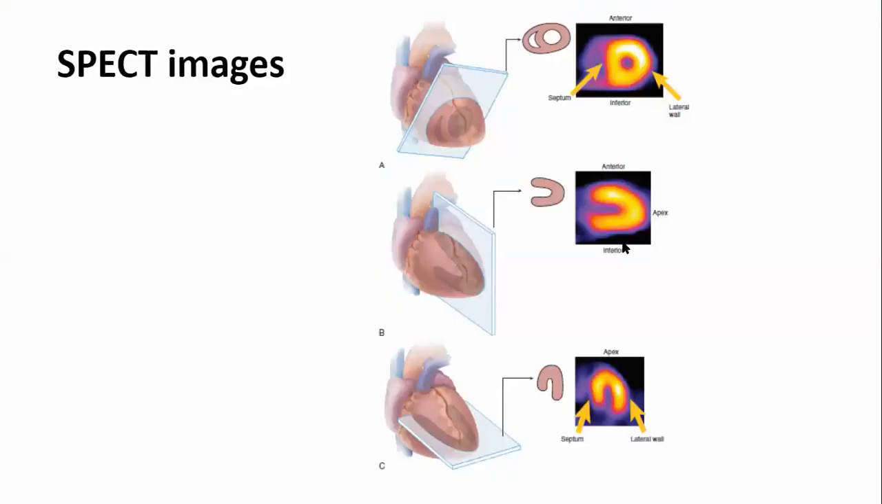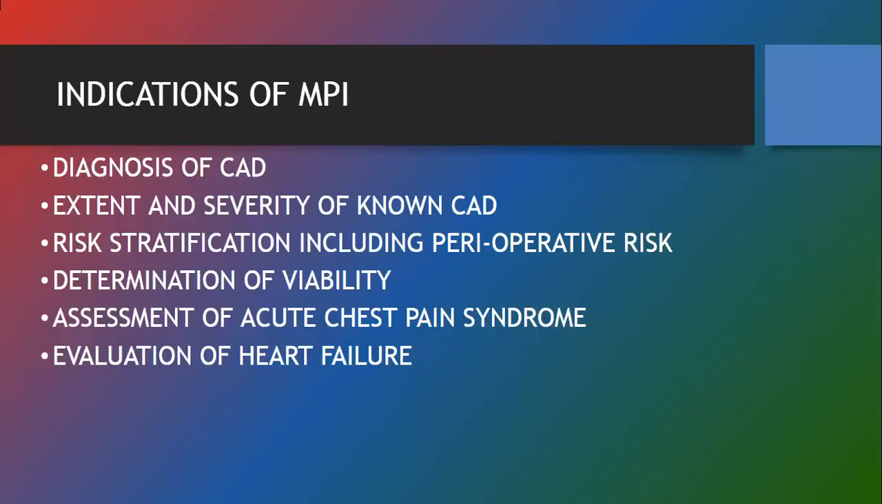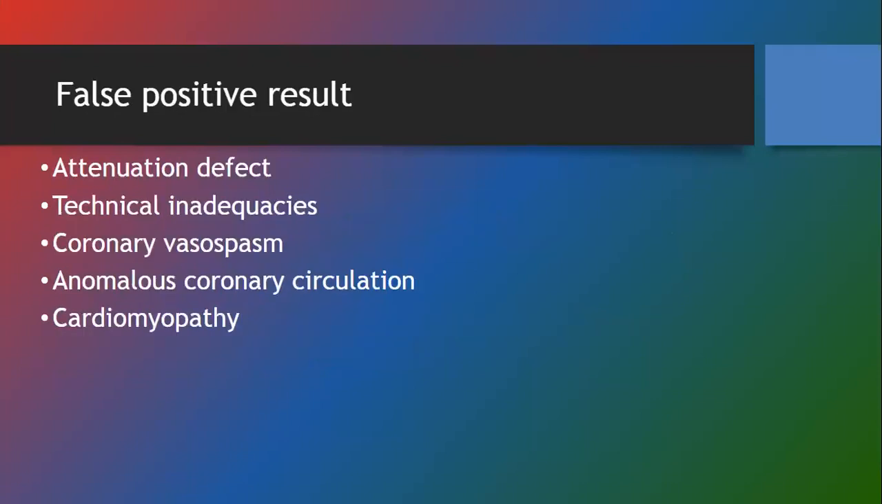Okay, after this, interpretation. You should remember there may be some false positive results that may be because of attenuation defect, because of the diaphragm or the breast tissue. The image acquisition from the SPECT machine may be less, which can show a defect that is actually not there. How will you differentiate it?